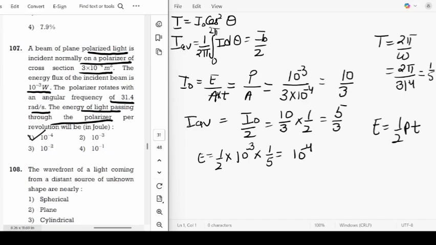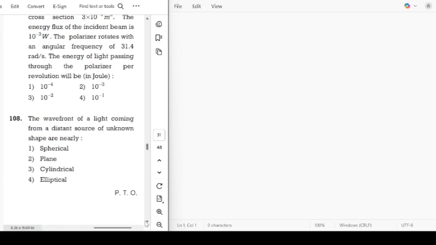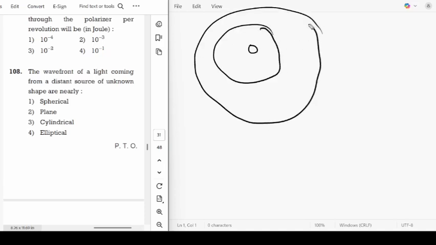Our next question is: the wavefront coming from a distant source of unknown shape is nearly equal to. When a wavefront is coming from very far or an unknown source, the observer feels only a plane wavefront.